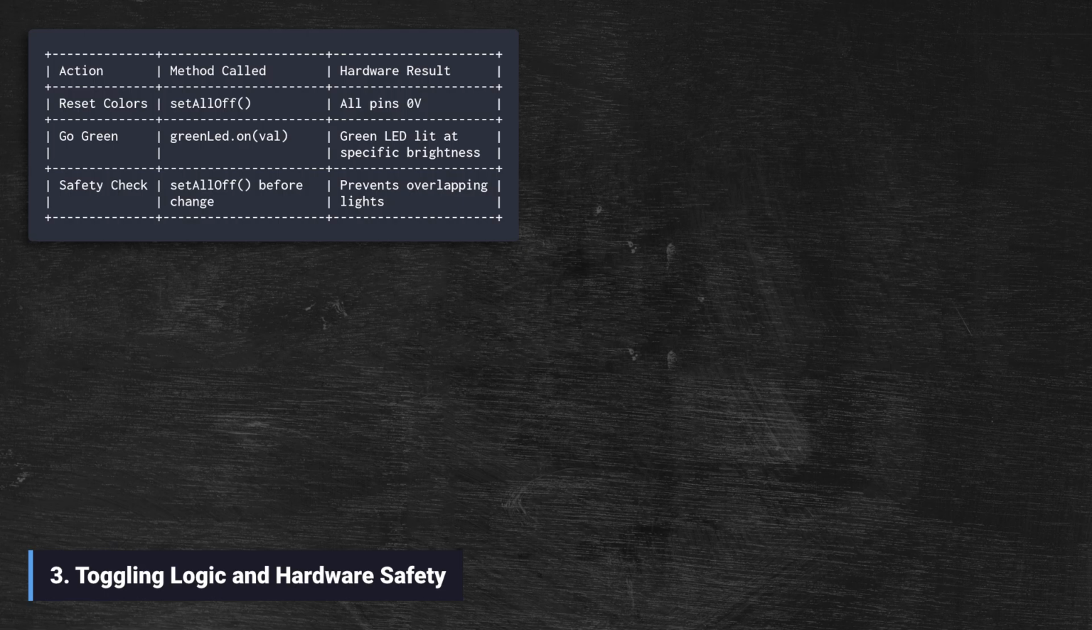Notice how we are interacting with the LEDs. Even though TrafficLight doesn't inherit from the LED class, it owns them. When we want to change a light, we send a command to that specific object. This allows us to use the PWM-based on method from our LED class to support variable brightness later on. By calling set all off before switching to a new state, we guarantee a clean slate.